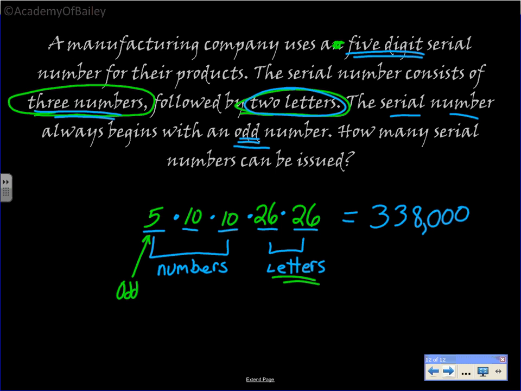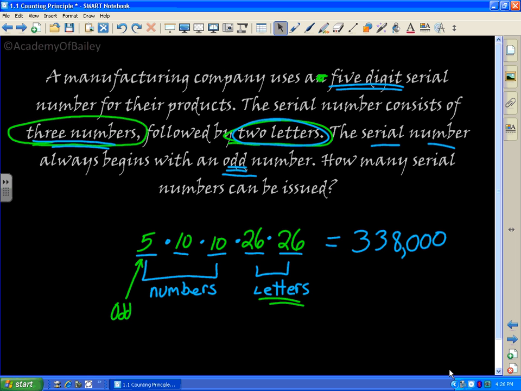That's a quick lesson on the counting principle. Make sure that if you have any questions, you let me know.